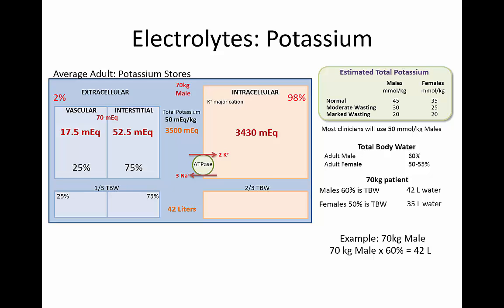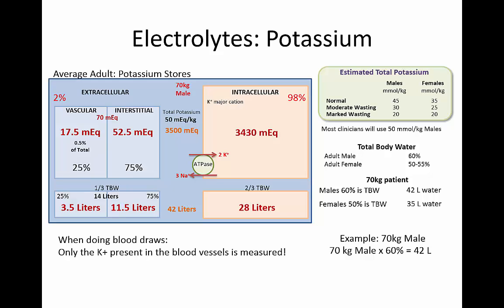Earlier, I gave you an example that was 42 liters. 2/3 of that is in the intracellular with 14 liters in the extracellular. If you break that down further, 3.5 liters in the vascular and 11.5 liters in the interstitial. Now, if you look at the amount of potassium that's actually in the vascular space, this only represents 0.5% of the total. Yet, when they're doing blood draws, this is the potassium that they're actually drawing, and this is the potassium that's actually present in the blood vessels.